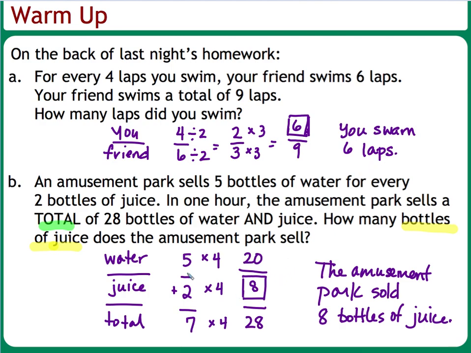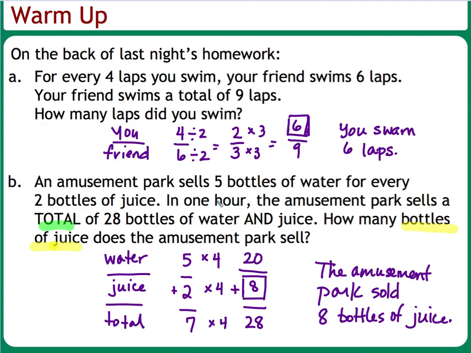For part B, again, we have 5 waters to 2 juice, so 5 plus 2 is 7. We were told that they sold 28 bottles of water and juice combined. So how many groups of 7 is that? That's 4 groups of 7, so we have to do 2 times 4, which gives us 8. And then if we wanted to, 4 groups of 5 water gives us 20. Notice 20 plus 8 gives us our total of 28. So the amusement park sold 8 bottles of juice.